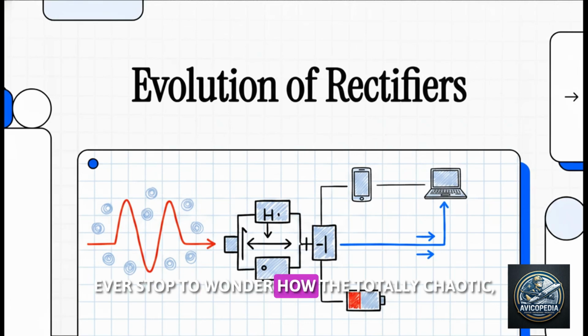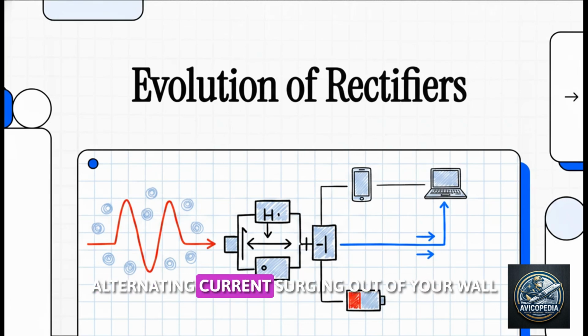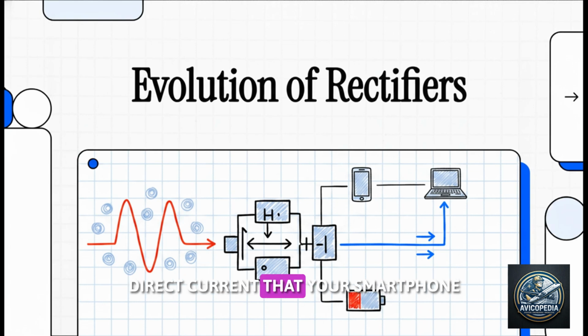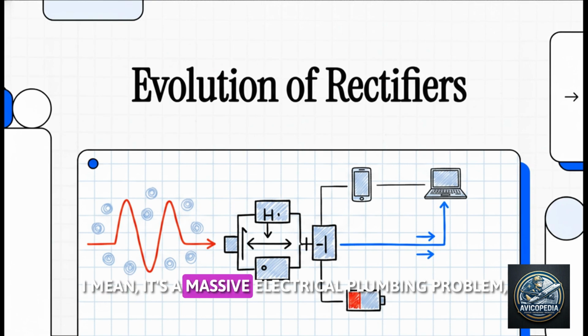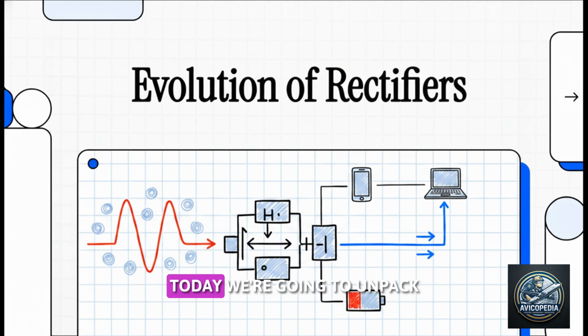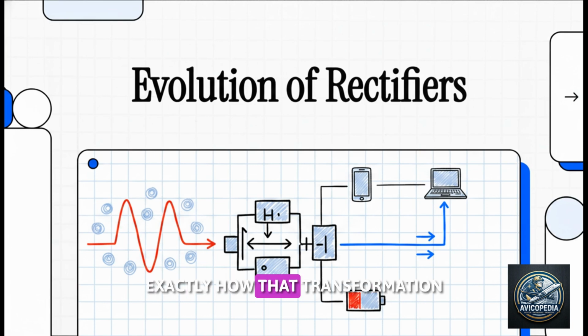Ever stop to wonder how the totally chaotic alternating current surging out of your wall outlet is magically tamed into the smooth, steady direct current that your smartphone or laptop absolutely demands? I mean, it's a massive electrical plumbing problem, and solving it requires some seriously clever engineering. Welcome to this explainer. Today, we're going to unpack exactly how that transformation happens, step by step.